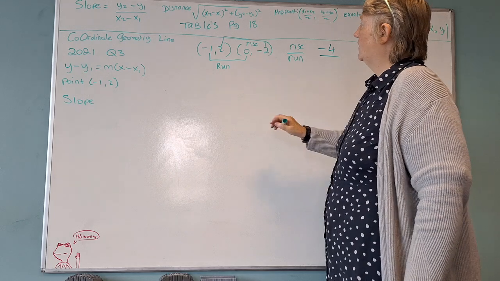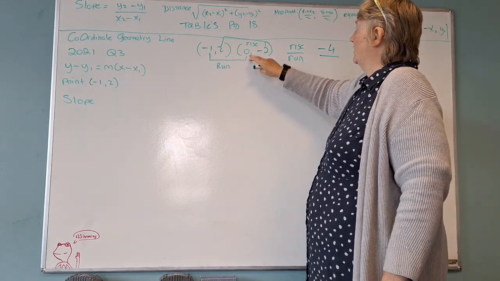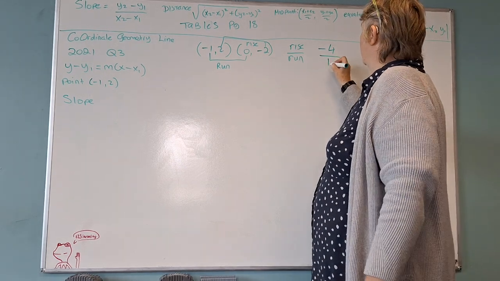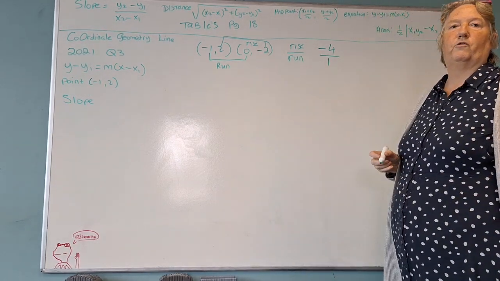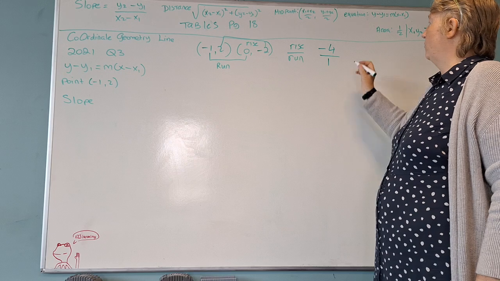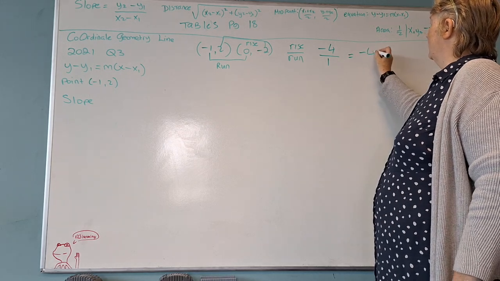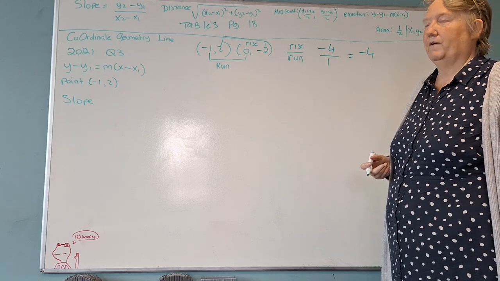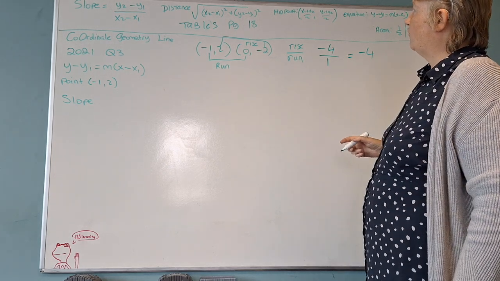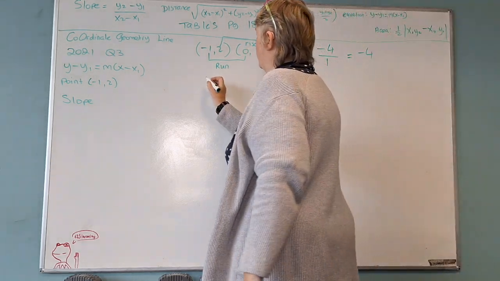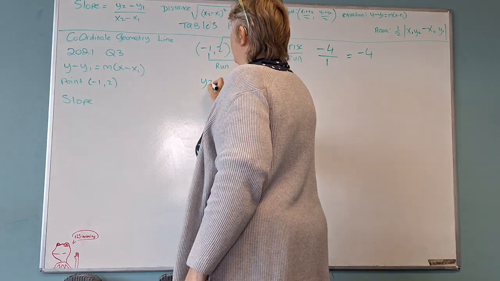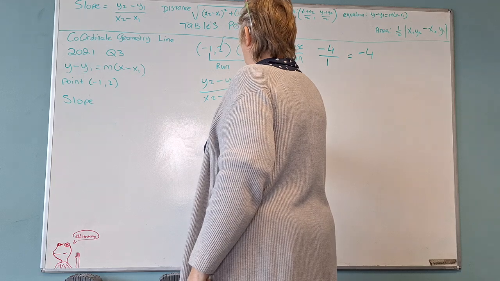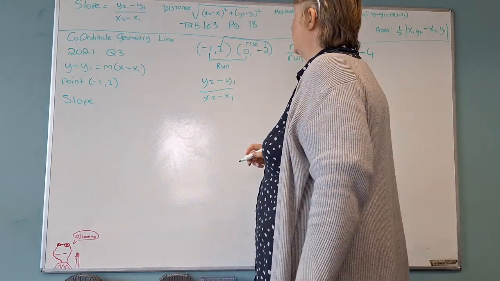What's the run? The run is from minus 1 to 0. So it's going forward 1. So it's minus 4 over 1. Anything that's written over 1 can be written without the 1 underneath it. All numbers can be written as a fraction over 1. If you want to use the formula, here's the slope formula. It's y2 minus y1 over x2 minus x1. You will have those in your tables.